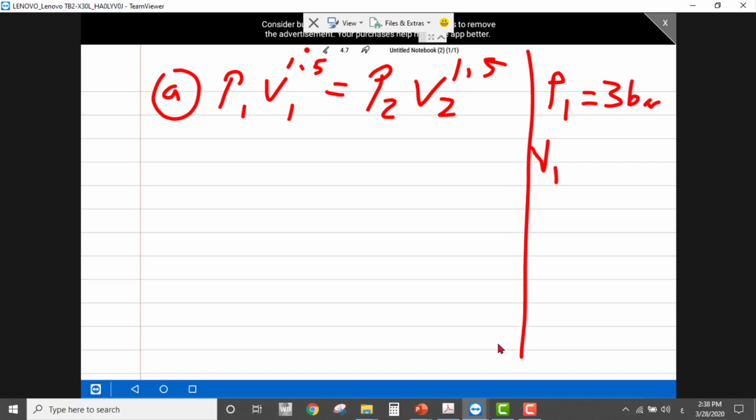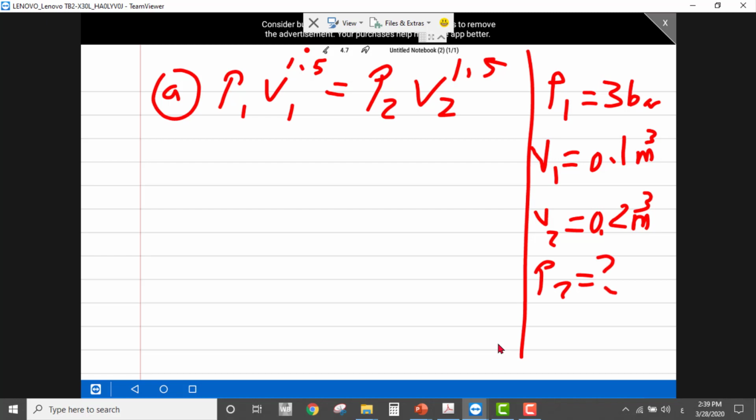and V1 equal to 0.1 meter cube, and we have V2, this is an expansion process, then V2 must be greater, so 0.2 meter cube. Okay, and we need to find out P2, which is unknown. We need to find out P2, then we can find the work in kilojoule. So work is unknown.